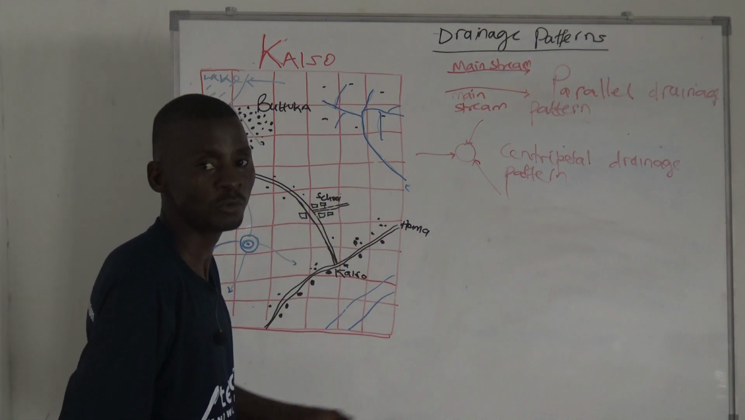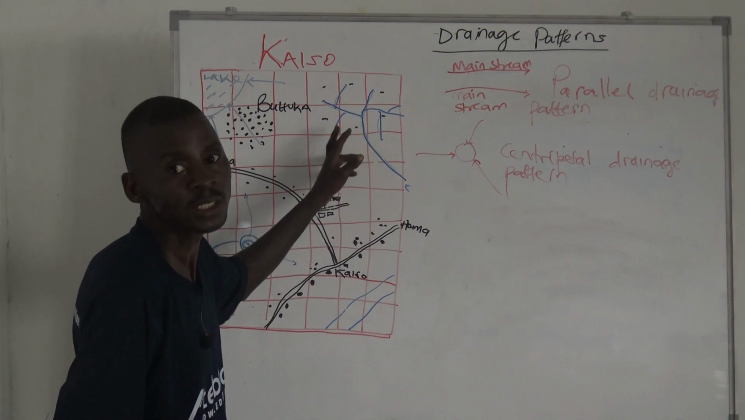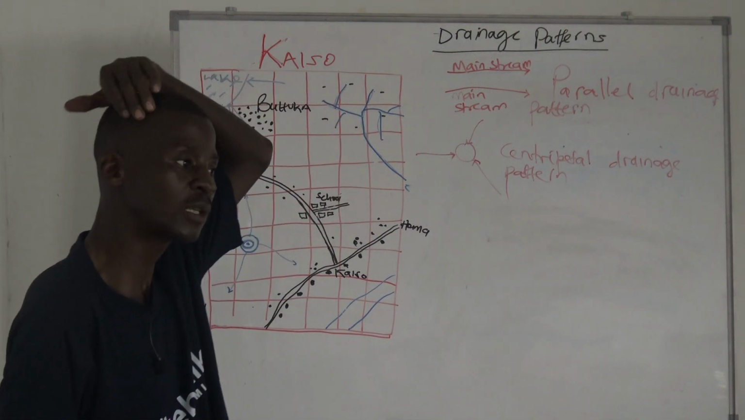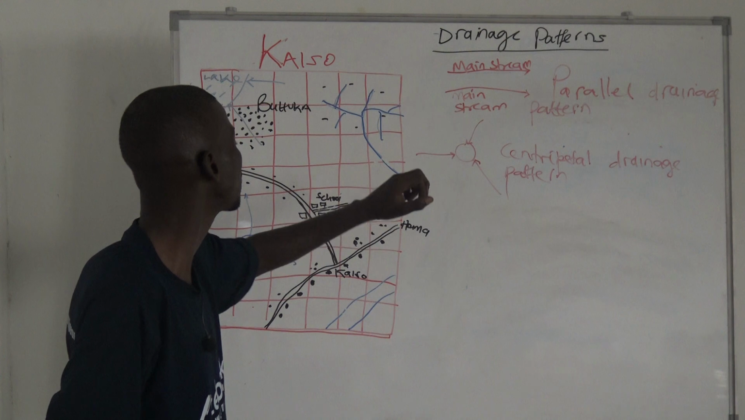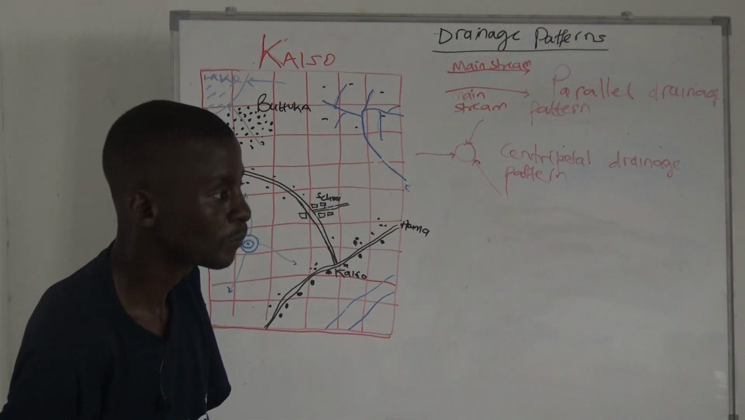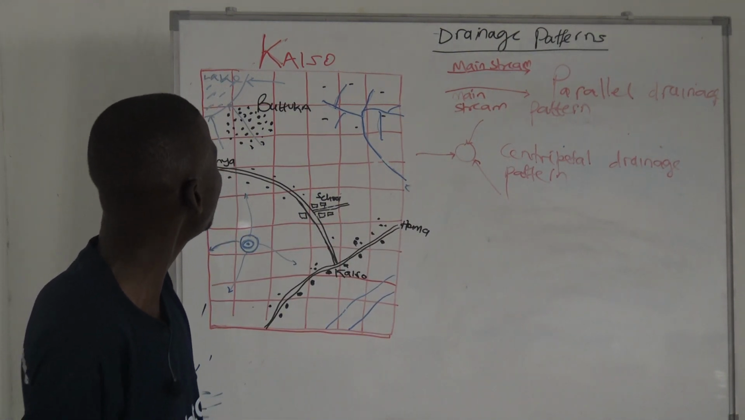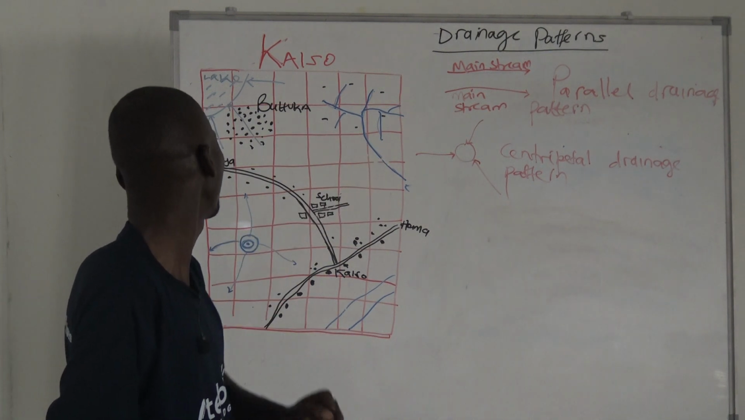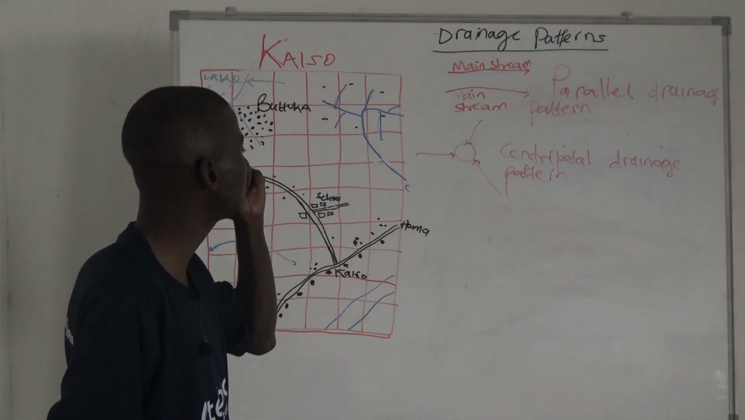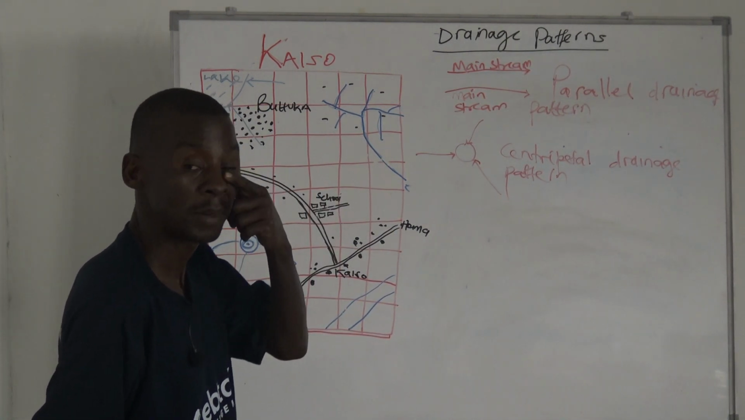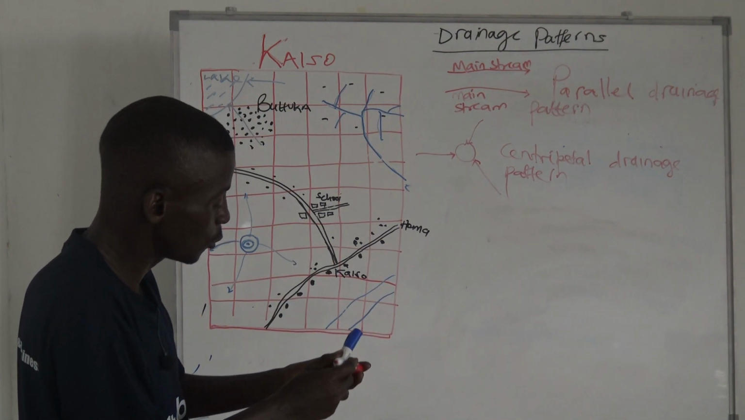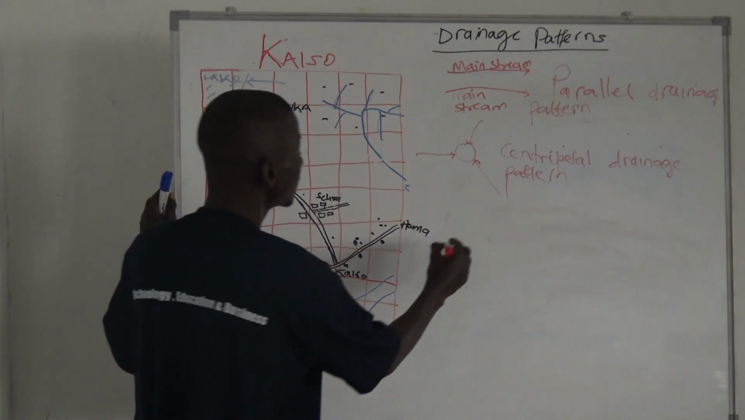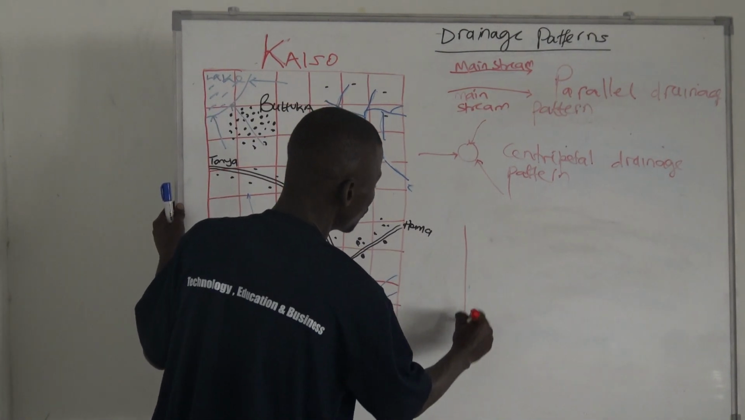The dendritic drainage patterns are the most common drainage patterns in any map extract that you will be given. Almost every map extract given will at least have a dendritic drainage pattern. The other drainage pattern I had not yet talked about is called trellised or trellis drainage pattern.